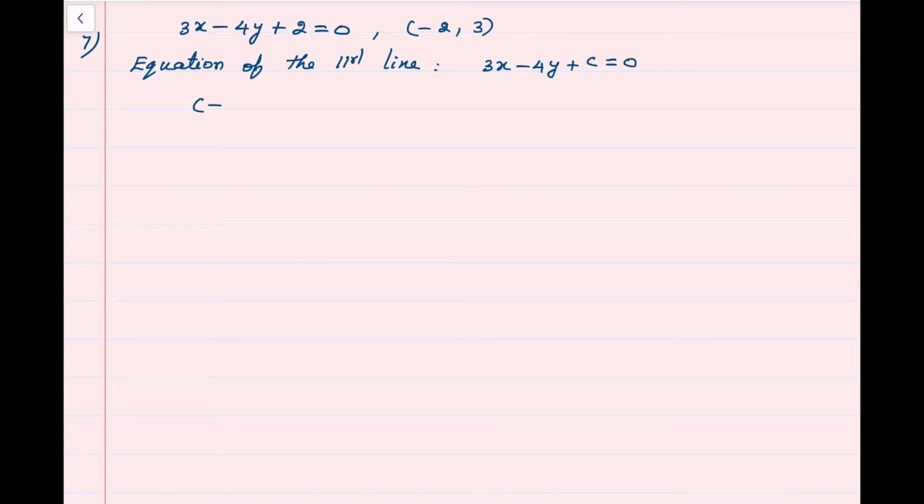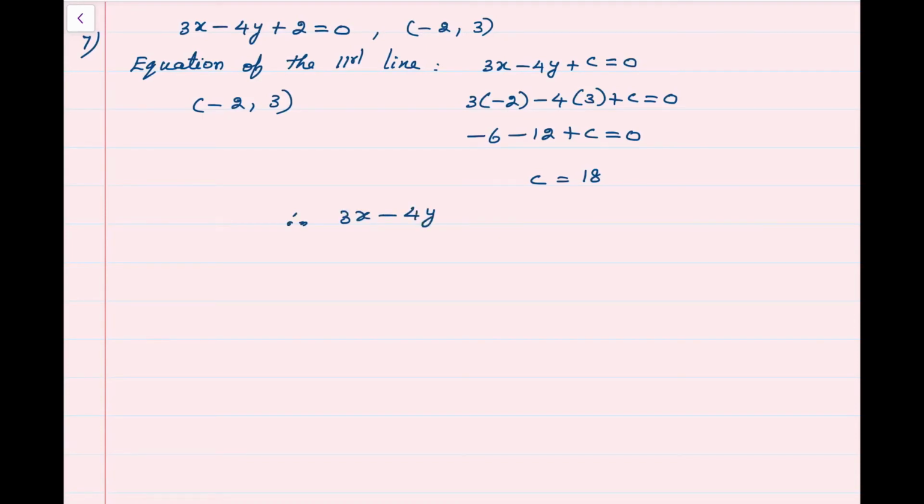Now, the point (minus 2, 3) lies on this line. Let us substitute this point in the line equation. 3 times minus 2 minus 4 times 3 plus c is equal to 0. Minus 6 minus 12 plus c is 0. Therefore, c is 18. Now, we will write the equation of the line. The answer is 3x minus 4y plus 18 is equal to 0.